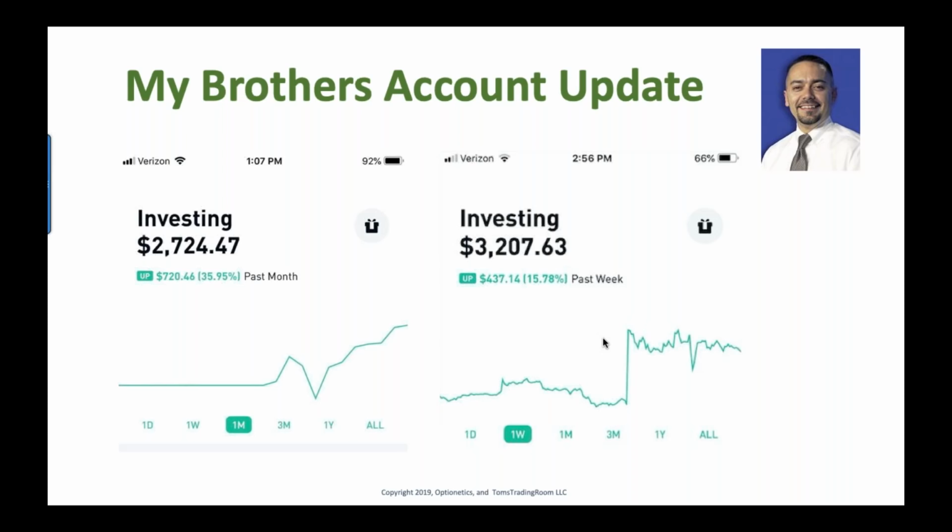But he's trading options in this account. He's doing the strategies that we teach right here. And I just want to show you how he's moving along during the course of the month.